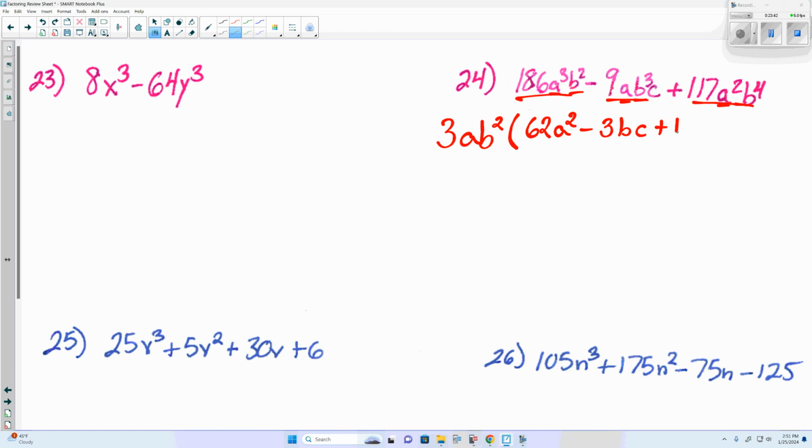Plus, I about started to write 117. Plus 39, because when we factor a 3 out of 117, we have 39. We remove one of the a's from a squared and just get a. And when we remove 2 b's from b to the 4th, we're left with b squared.